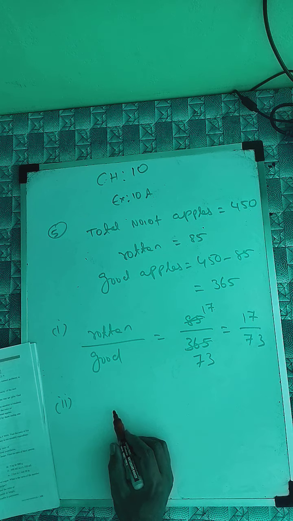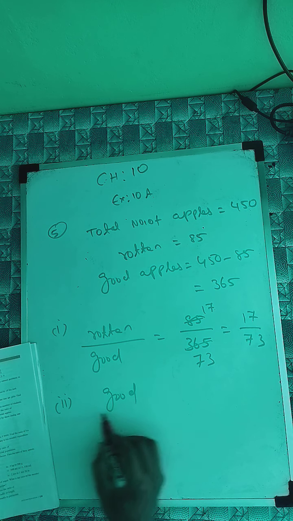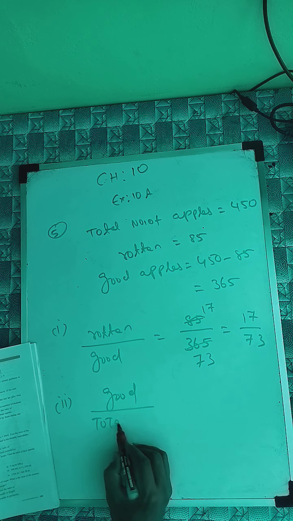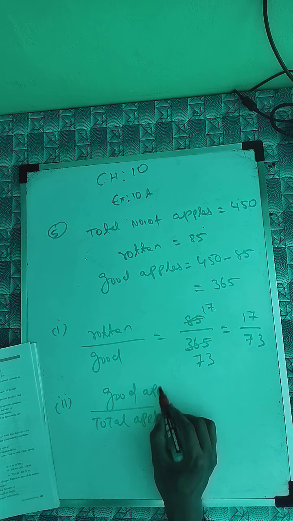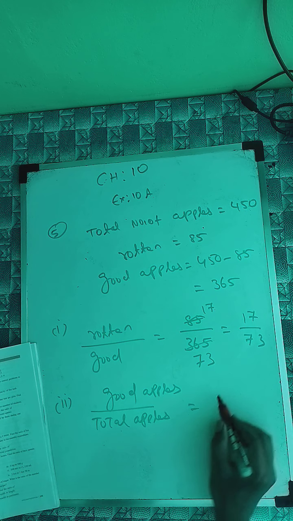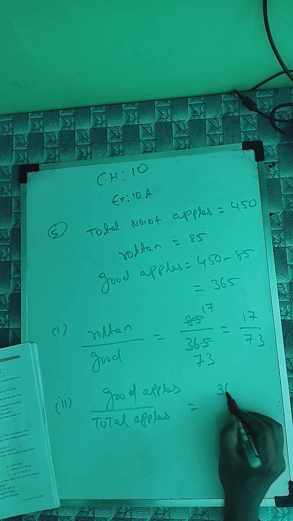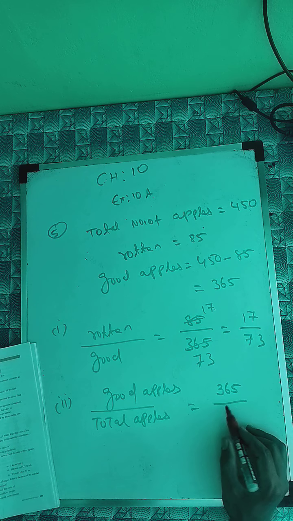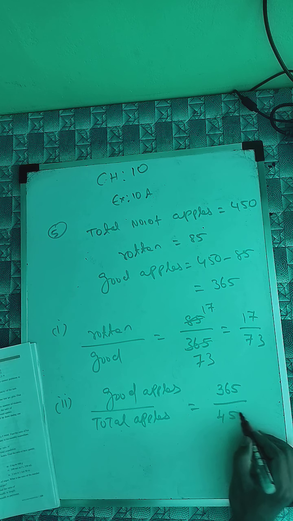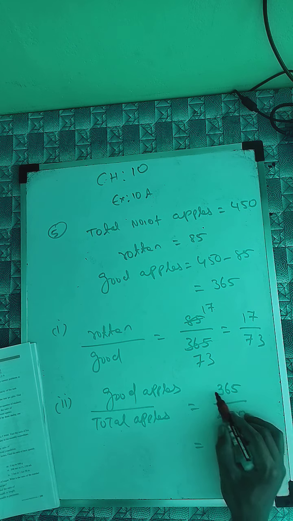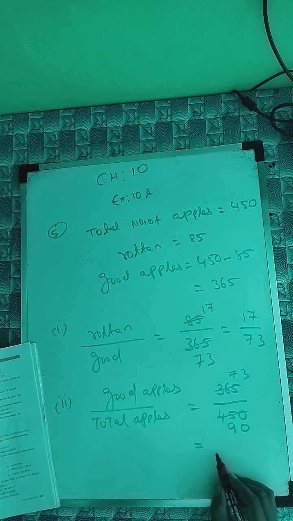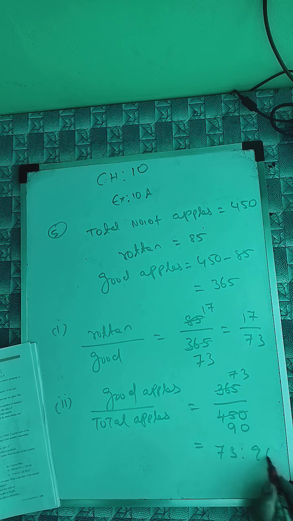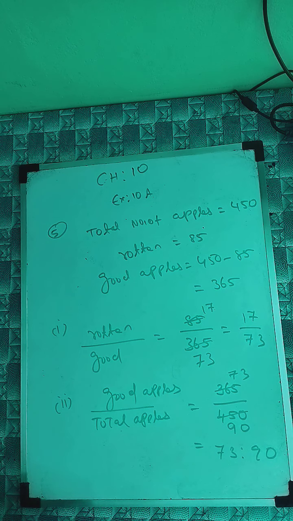And the second one, good apples to the total apples. So the good apples by the total. The good apples are 365 and the total apples are 450. So you cut it: this is 73 and this is 9 fives are 45 and 0. So the answer is 73 is to 90. Okay, so that's over for question number 5.